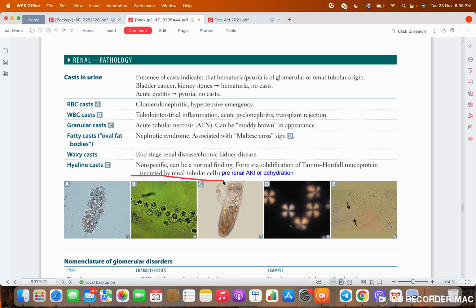They are secreted from the renal tubular cells of the PCT. And in case of dehydration, for example, what happens to the specific gravity of the urine? What happens to specific gravity of the urine during dehydration?